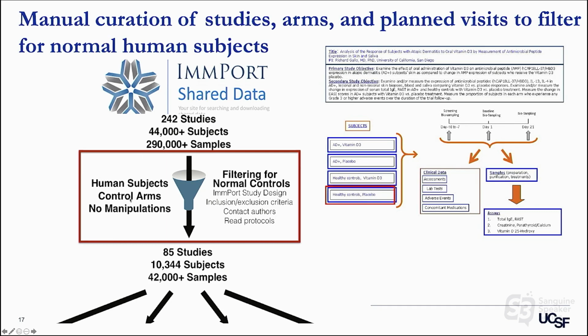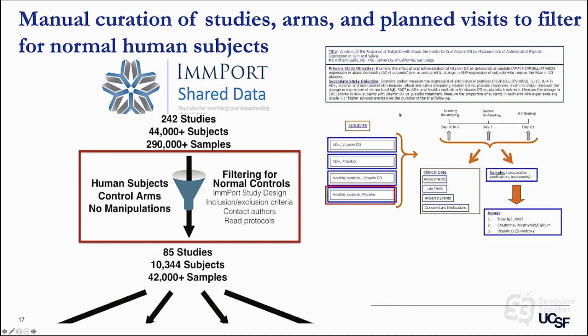So we looked at only control arms with no manipulation, and then we filtered for only normal controls. We went over the ImmPort study design and read the inclusion-exclusion criteria. We even contacted the authors, those who submitted the data to ImmPort, if we had any questions, for the sake of clarity, and then we also read the protocols. So after going through all this rigorous filtering process, we were left with 85 studies.